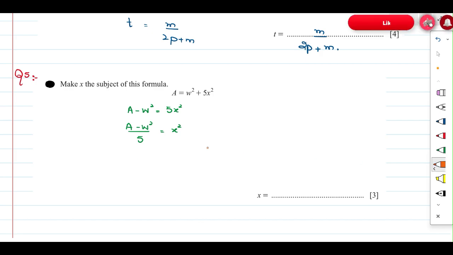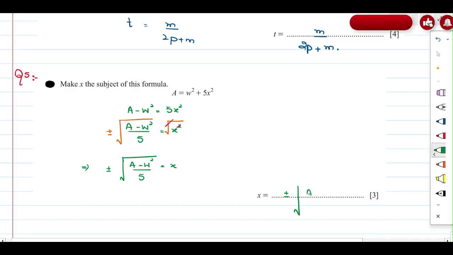You have to make x the subject, so take a square root on both sides, and whenever we do the root on both sides, the answer should be in plus and minus, right? So the square and the square root cancel out. Here we are left with plus minus root of a minus w square divided by 5. This is your x. So this is how you make x the subject.